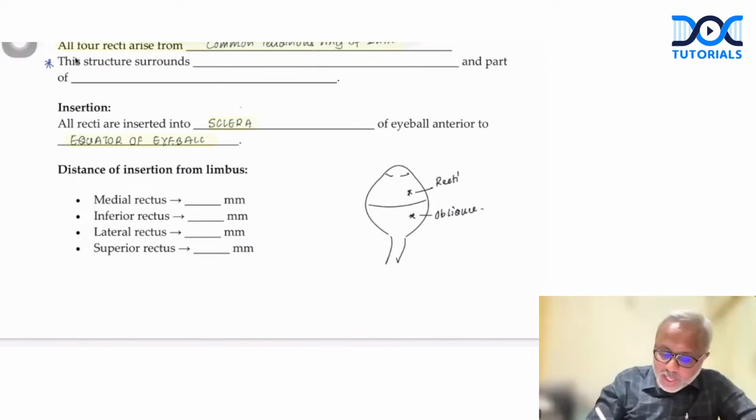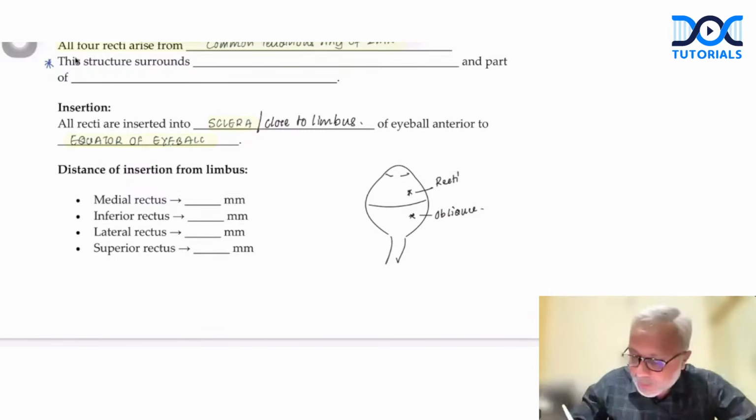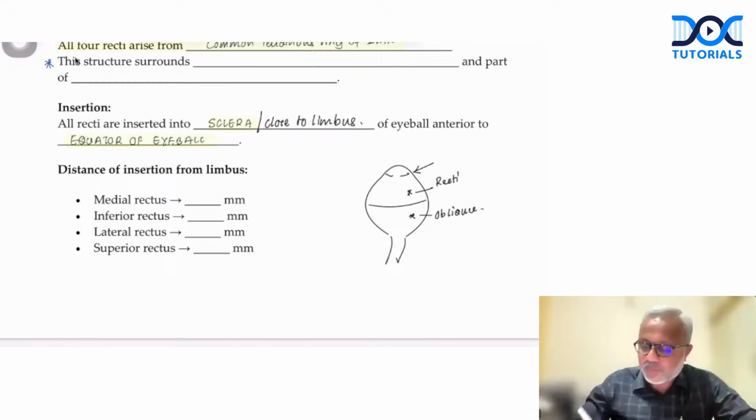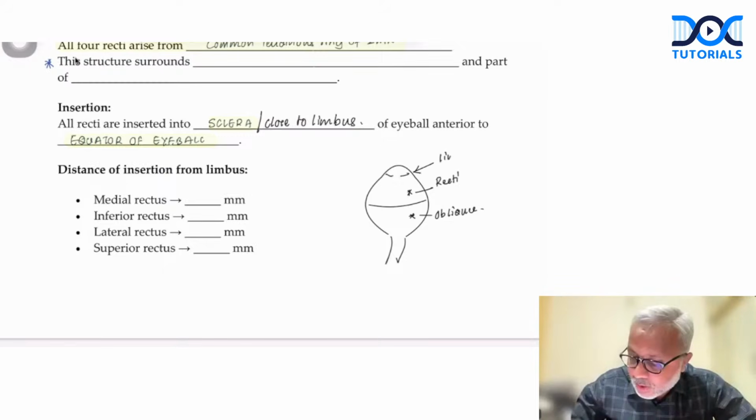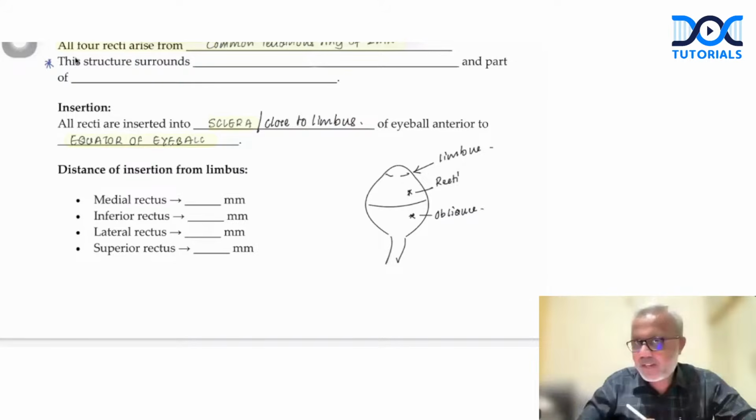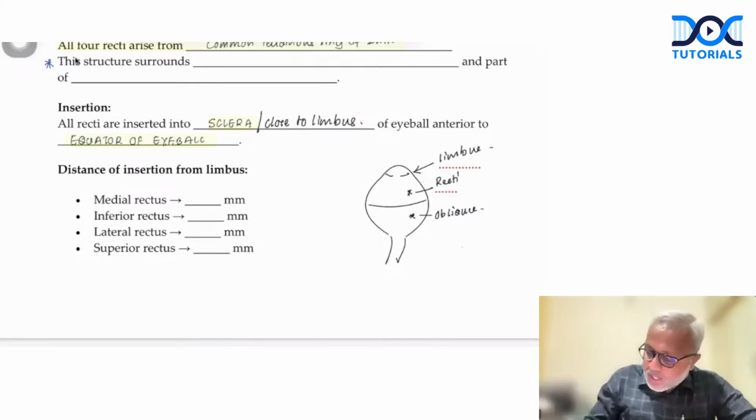Now, all recti are inserted into the sclera close to the limbus of the eyeball. And what do we mean by limbus? Limbus refers to the sclerocorneal junction. Now, each of these 4 recti is arranged in such a peculiar way.